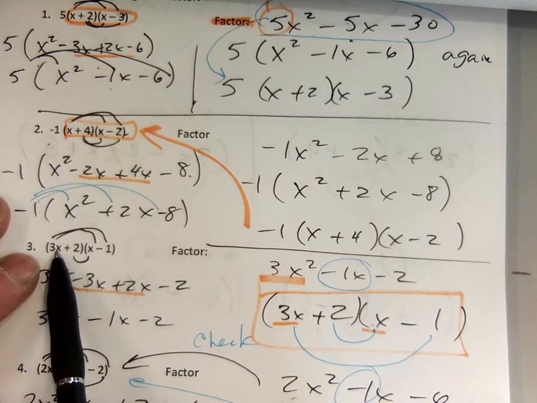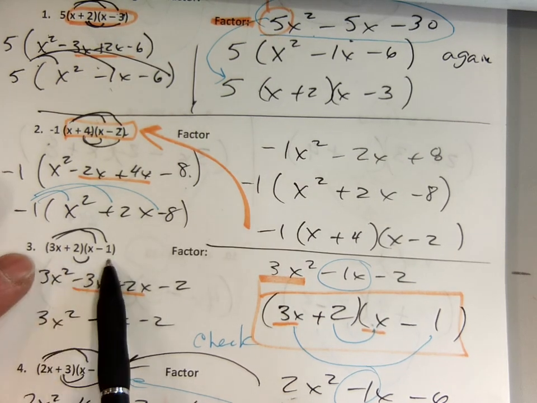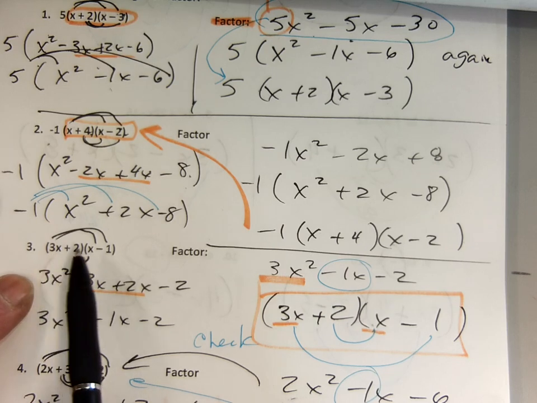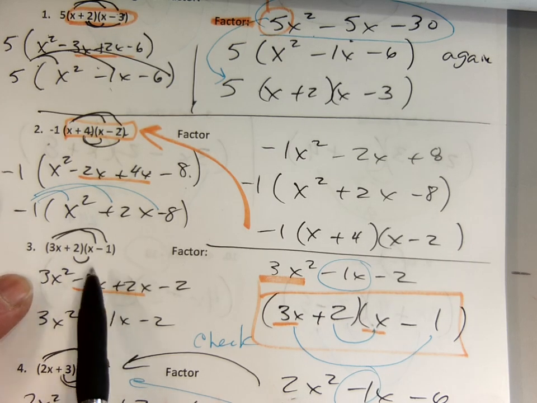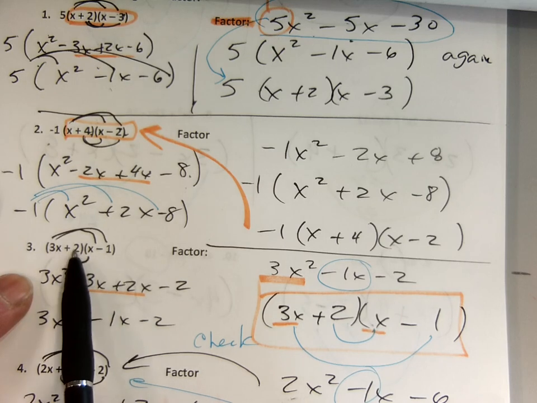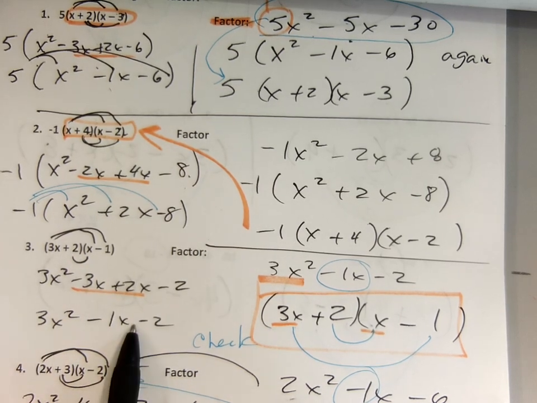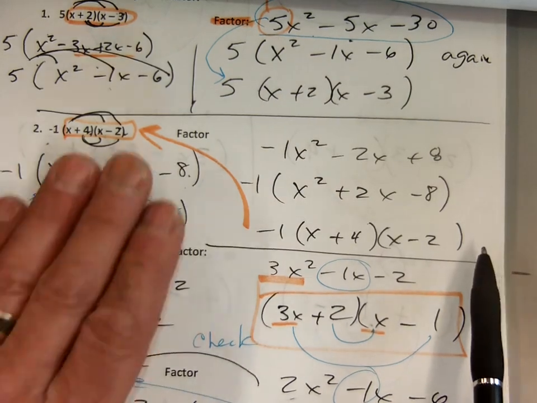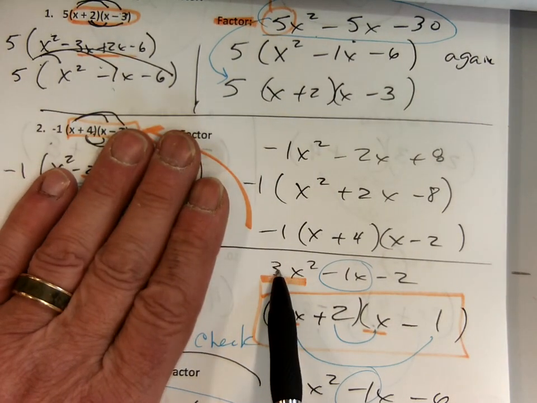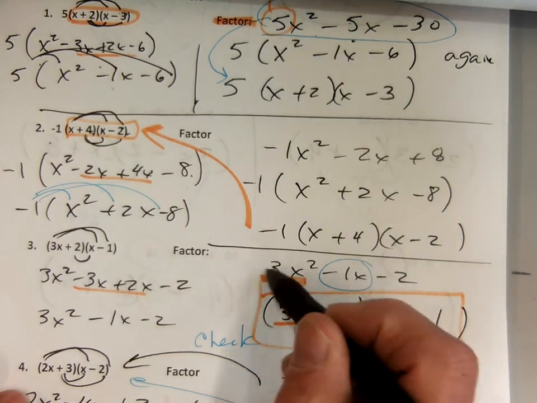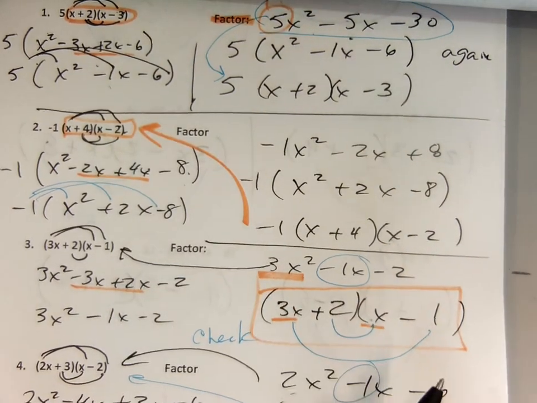Number 3 is different. I'm going to multiply first. So what I want to do is multiply 3x times x is 3x squared. 3x times negative 1 is negative 3x. 2 times x is 2x. 2 times negative 1 is negative 2. So then I combine the two middle terms. So let's say that this is my question: 3x squared minus 1x minus 2, and I'm going to factor that. I know the answer is that. Let's see how we got there, okay?